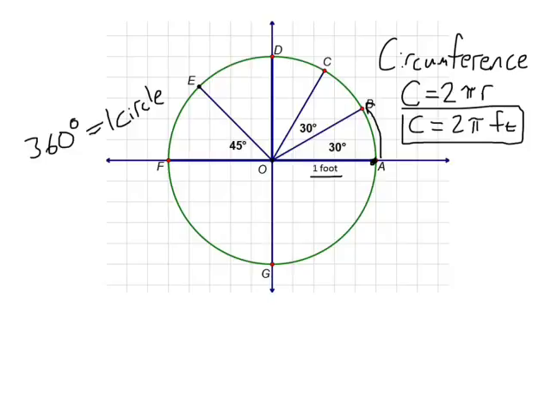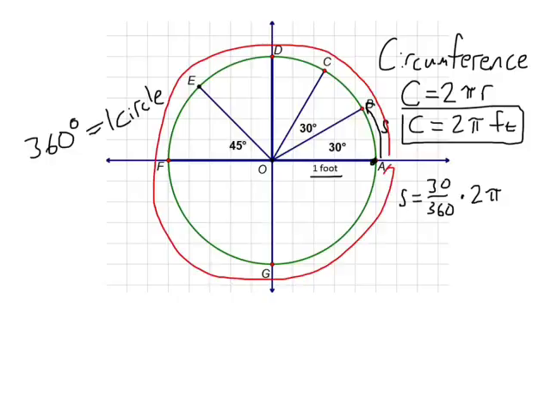Well, if this is a 30-degree arc, then that arc length, let's call this S, is just a fraction of the turn all the way around the circle. So that's 30 out of 360, and that's a fraction of the whole circle. The whole circle is 2 pi. So if we want to travel from here all the way around the circle, we're going to have to travel 2 pi units, or 2 pi feet in this example.